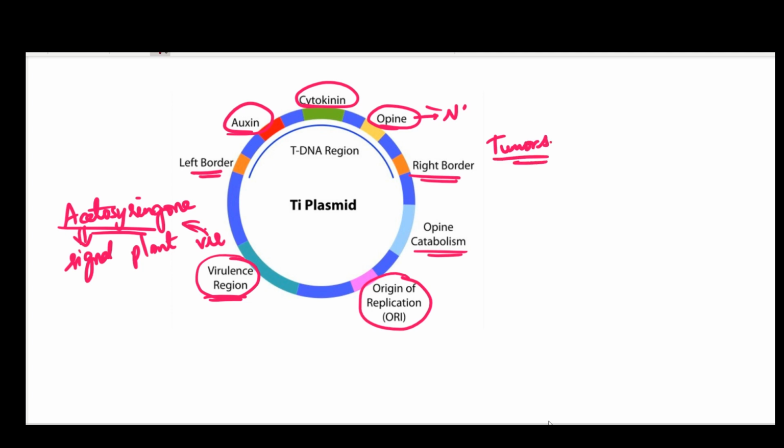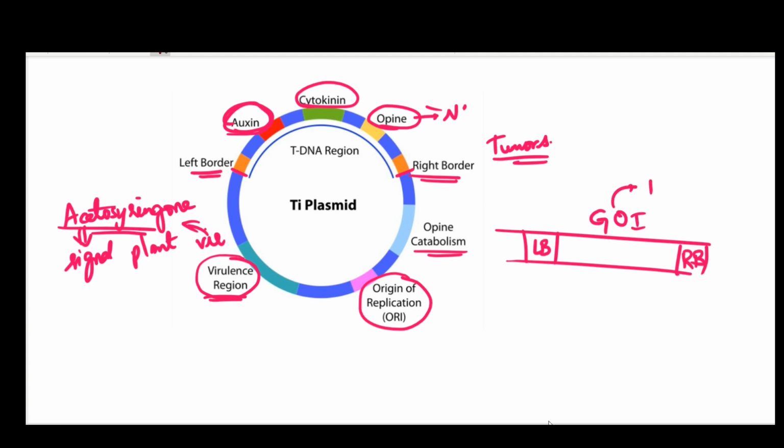But what scientists usually do is they remove this portion from the tDNA, where you can see the left border sequence and right border sequence, right? And instead of the auxin, cytokinin, and opine genes, I put my gene of interest. It can be any gene. Maybe it could be a gene related to increasing fruit yield. To increase the fruit yield, that gene might be inserted in this sequence.